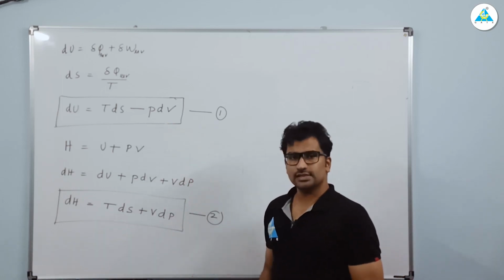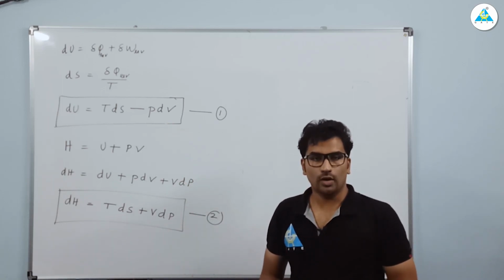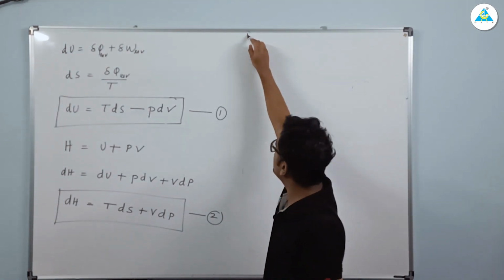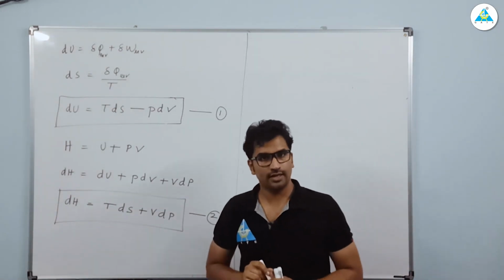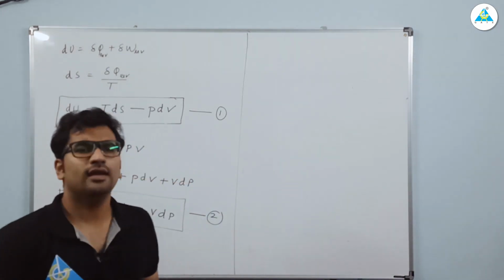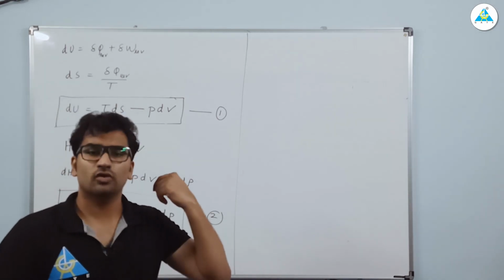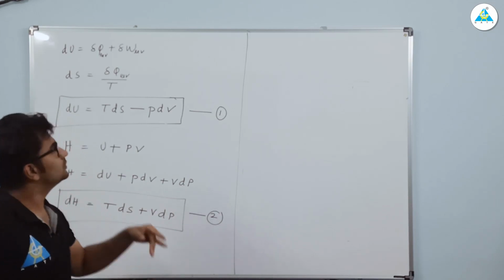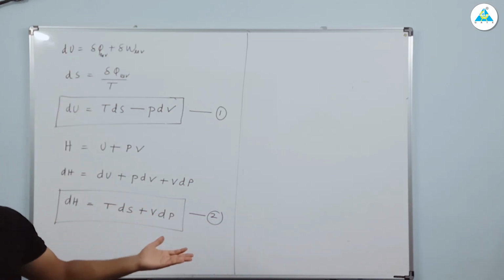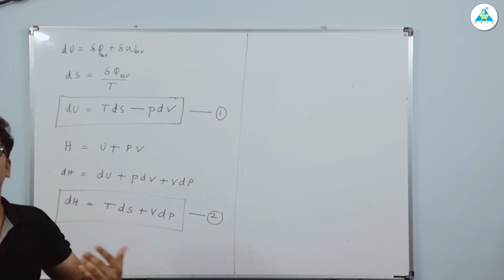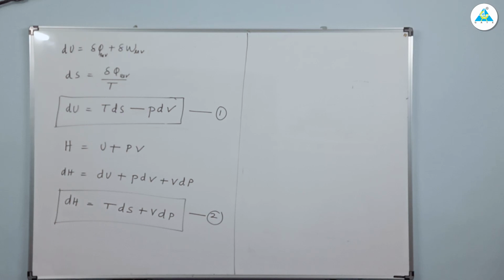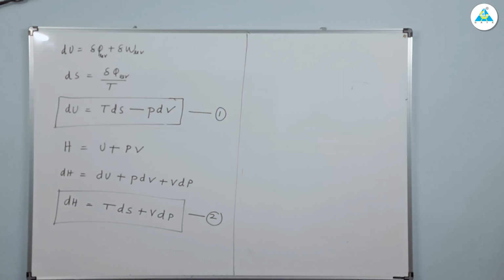Clear? So based on this, we are going to calculate the entropy change for ideal gases. So remember these two equations carefully. In our Maxwell relations or in our thermodynamics 2, we are going to use these two equations very well. So remember these derivations if you want to, because these two equations are very important for us. Okay? So we'll move to the next.